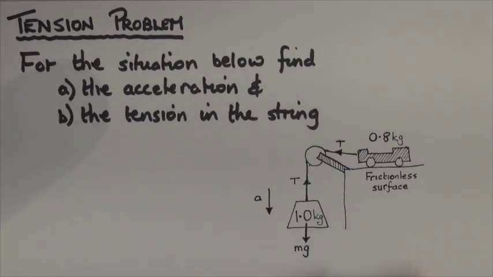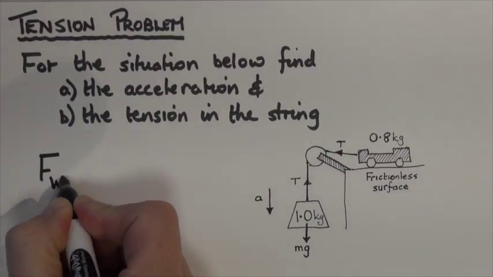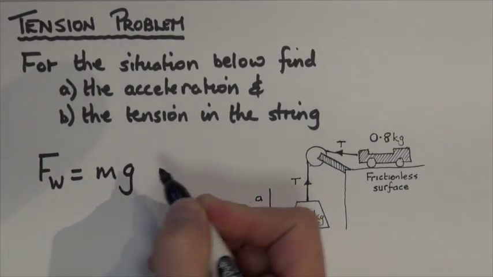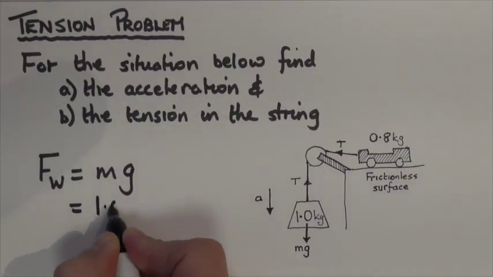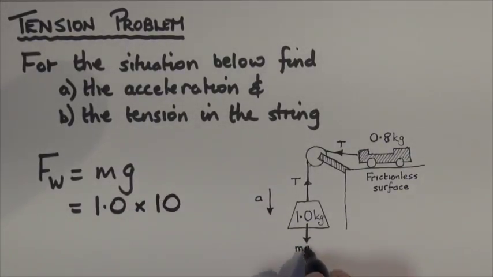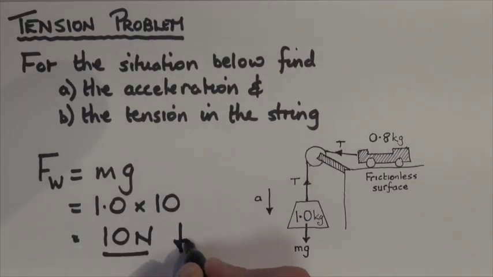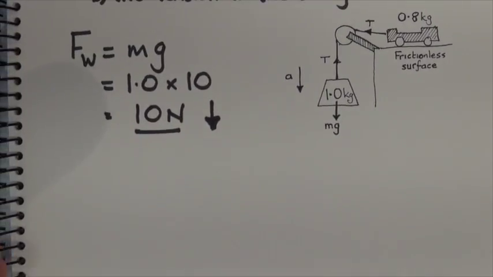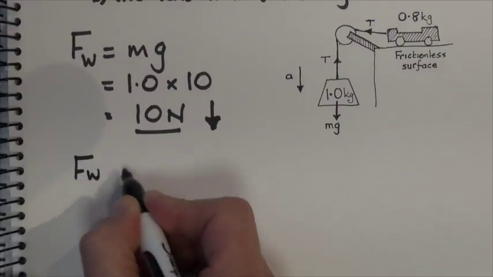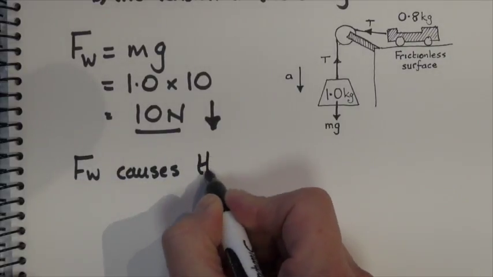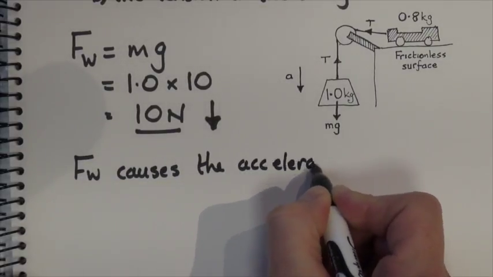Now this is accelerating. So let's look at the first solution, which is working out the acceleration. We know that the force acting on the 1 kilogram mass is the weight force, which is acting downwards. This is made up of 1 times 10, where 10 is g. So the weight force acting downwards is 10 newtons. Now this weight force basically causes the whole system to accelerate.